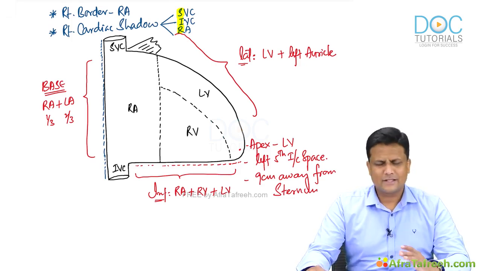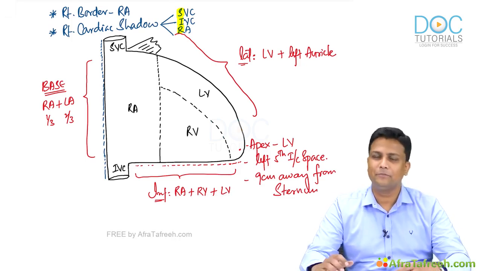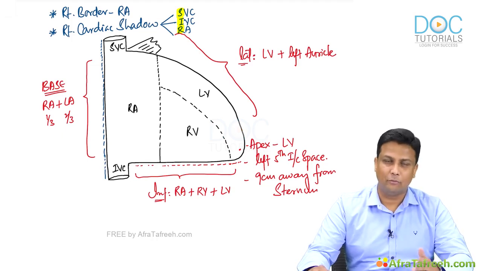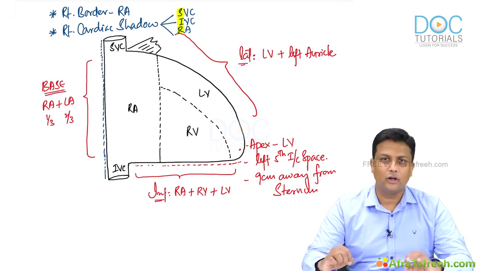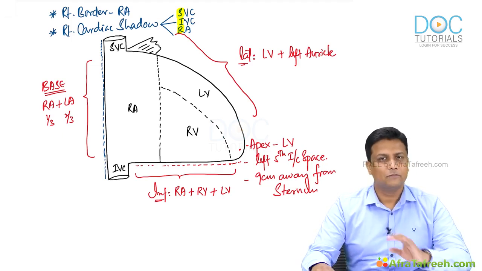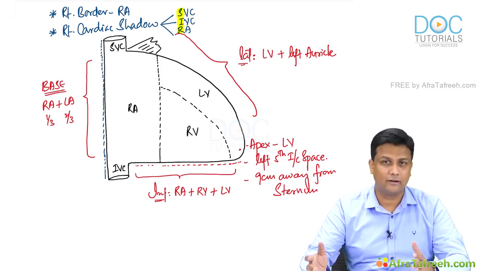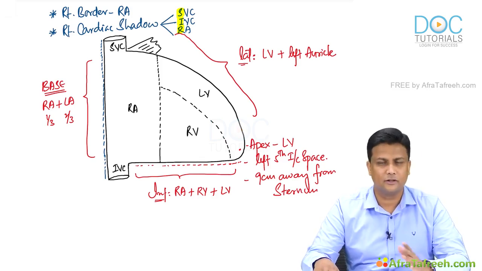I hope this simple diagram will make everything easier for you, whether it is the apex of the heart, the base of the heart, the inferior surface, the lateral surface, the right border or the right cardiac shadow. So I request all of you to do one thing: draw this diagram, practice this diagram twice or thrice, guys. Don't try to mug up these things, you will never be able to remember right, left, atrium, ventricle, it will be a lot confusing. The best way is to practice this diagram 2 or 3 times, and you will become perfect.